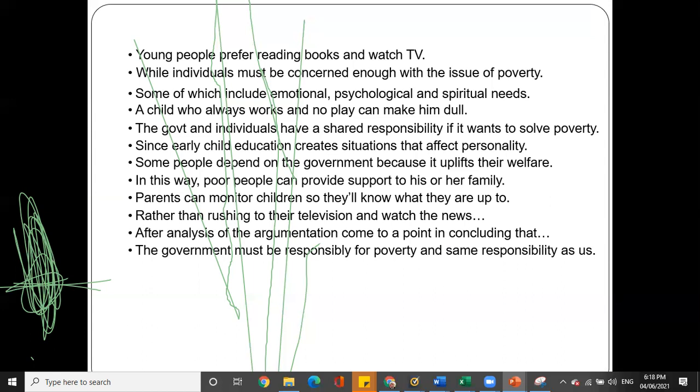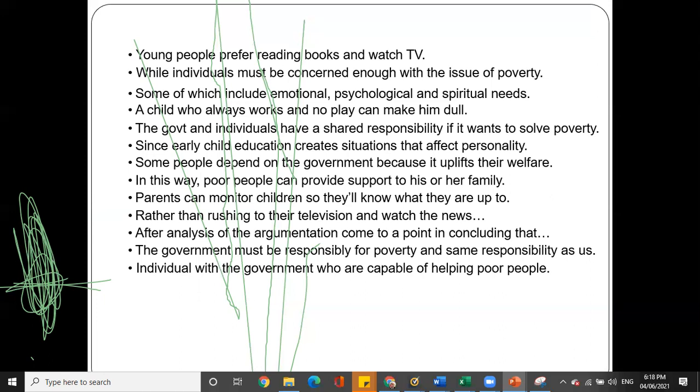The government must, just to prevent the redundancy, we took it off here, right? But let's assume it's there. The government must share the same responsibility as us. The government must have the same responsibility as us. Okay.